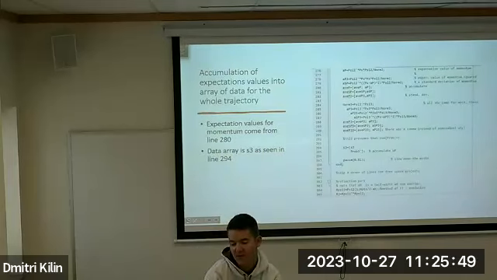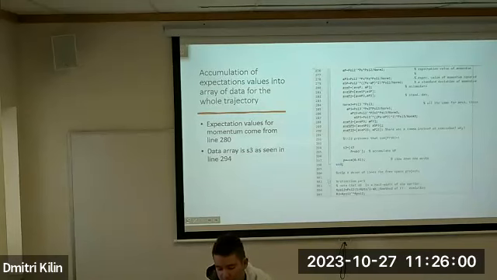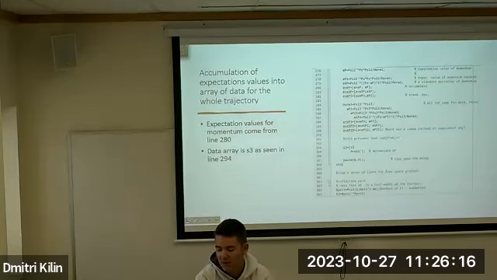To begin with, the accumulation of expectation values into an array: S3 is the data array, and the accumulation of expectation values is the code seen mainly in line 280, which is the average position. So it's an array of average position, AP, and AP is the expectation value. It's pretty much just an array of the average position and expectation values of position. Sorry, of momentum.